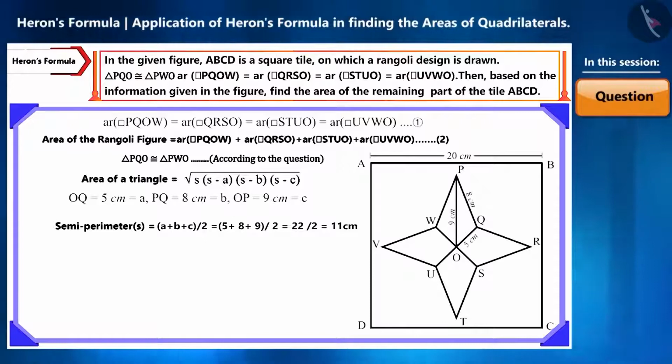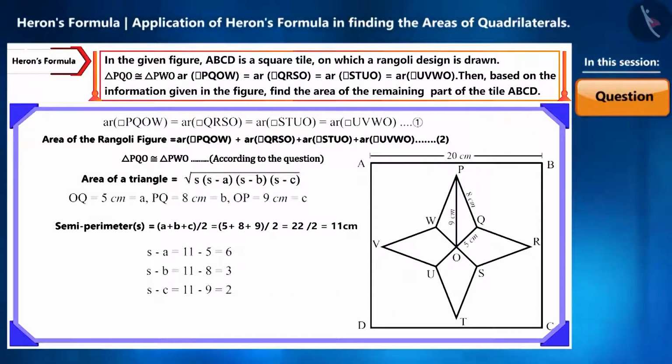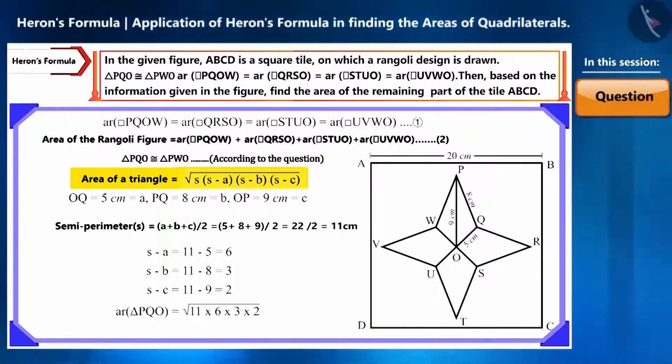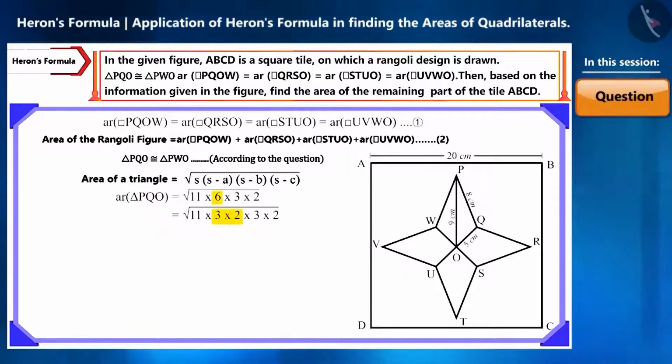In this way, we obtained s as 11 cm. Keeping the formula in mind, let's find the value of s minus a, s minus b and s minus c. You can see that we obtained it as 6, 3 and 2 respectively. Now we can substitute all these values in Heron's formula and solve it. And we obtain the area of triangle PQO as 6 root 11 square centimeters.